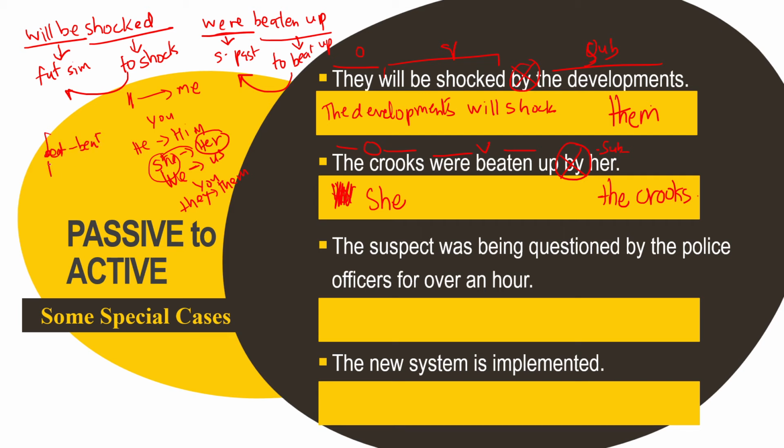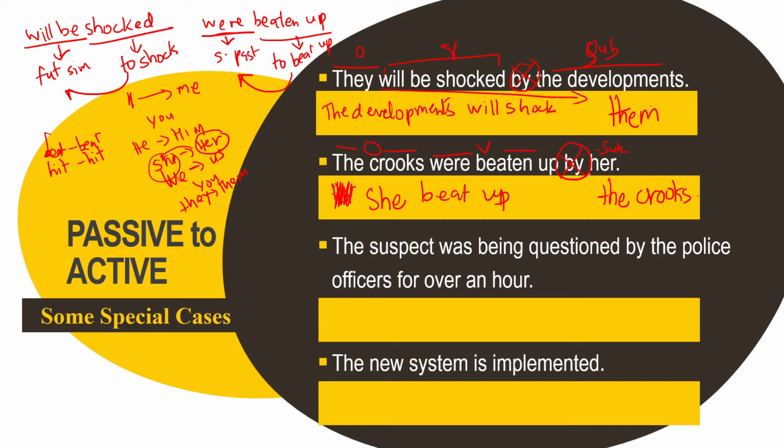Similarly, the past tense of hit is hit. There is no beated and bait and hit and had. Okay, beat and beat, hit and hit. Okay, so you're putting to beat up in the simple past tense. It will be she beat up. Okay, she beat up the crooks. So these are the first two special cases. Okay, when you have a subject pronoun in the passive, when it goes to the end, it will become the object pronoun.